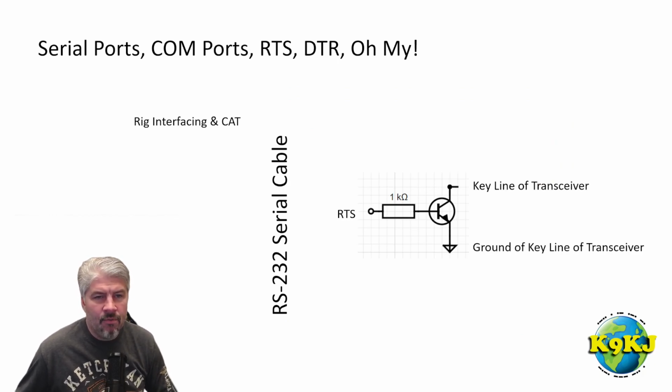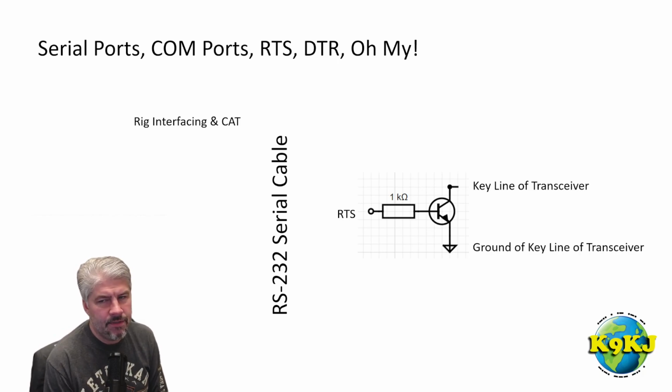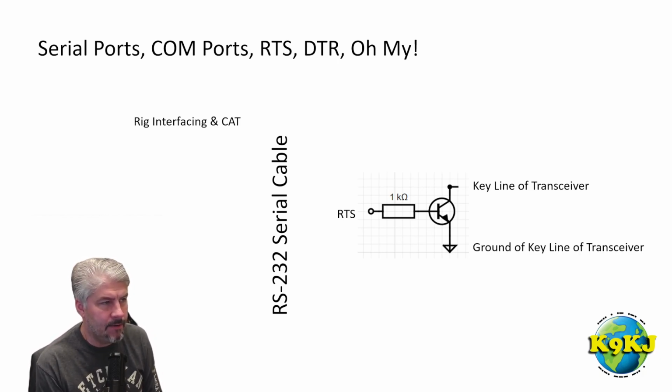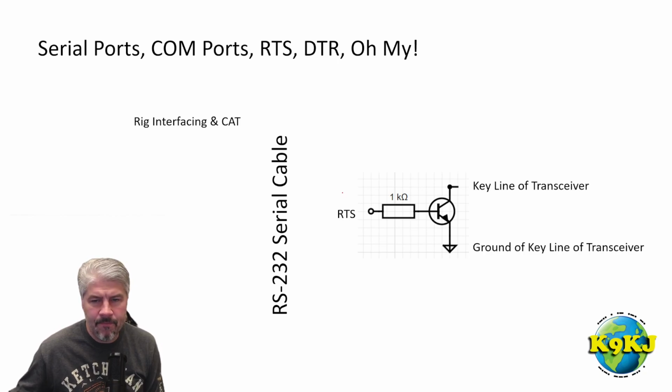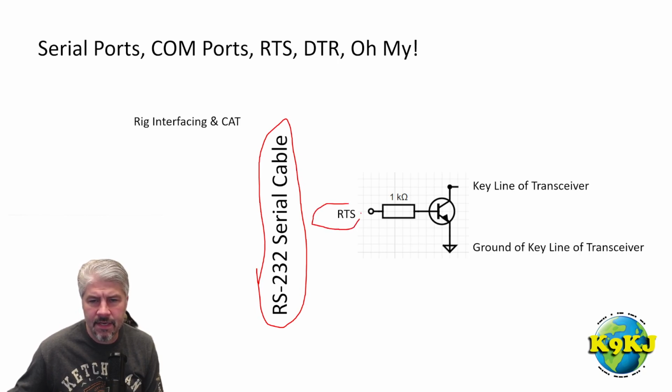So somebody came up with this RS-232 keying schematic. What you see here is the RTS pin. This is the serial cable, and out of that I have this RTS pin, right? That's going to connect to a low value resistor, which is going to at least provide bias to the base of this transistor and be able to take the key line of the transceiver and ground it, right? So when you add voltage to this, it's going to create a pathway in this transistor to then take the key line to ground.